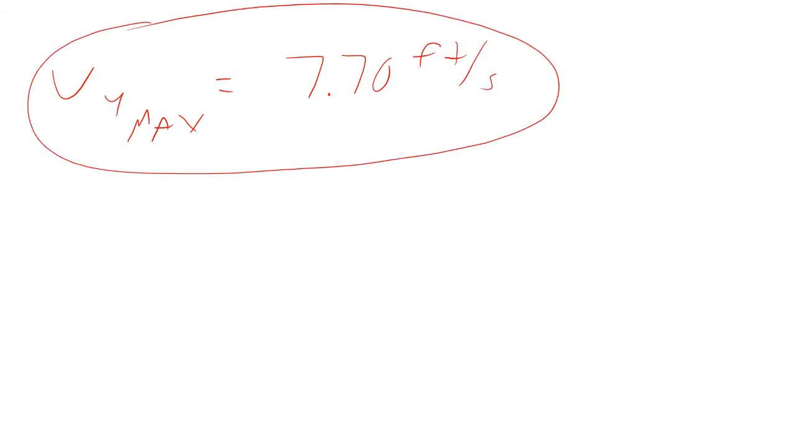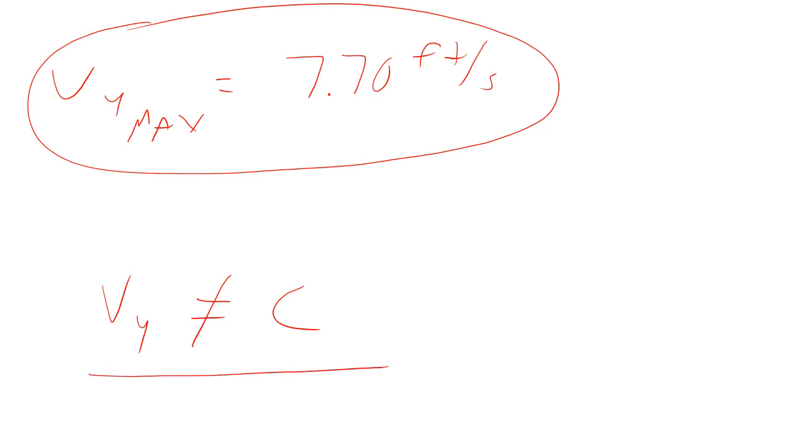So Vy max would be when the cosine is at its max, which is going to be 1, or negative 1. So that would say that the up and down maximum velocity is 7.7 feet per second. Notice that Vy is not equal to the wave speed.